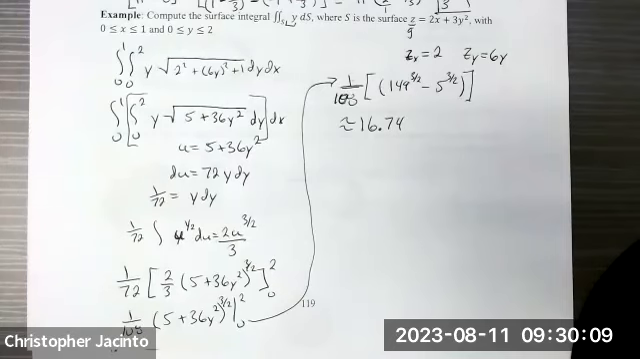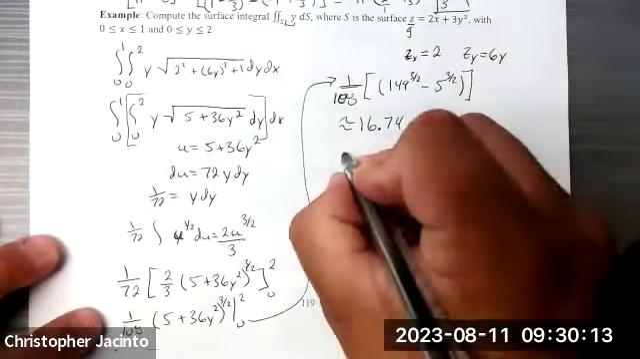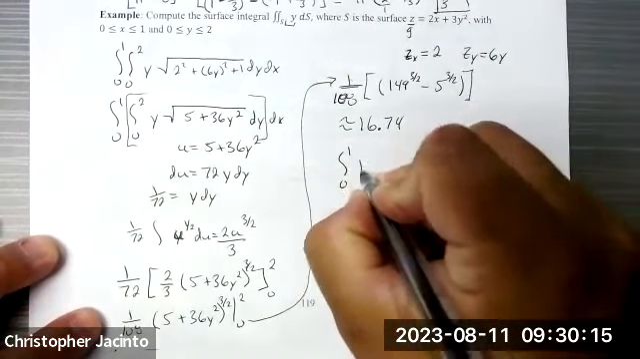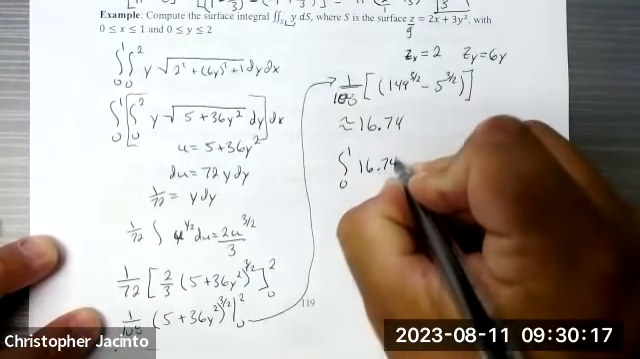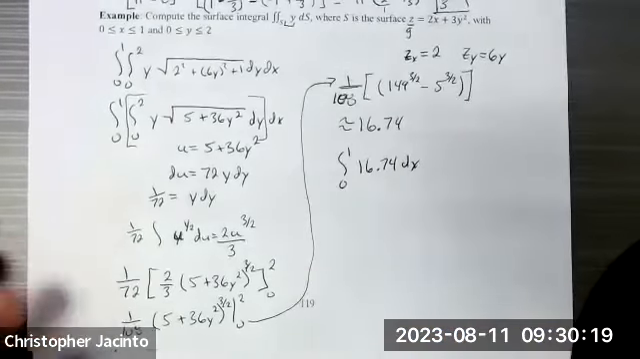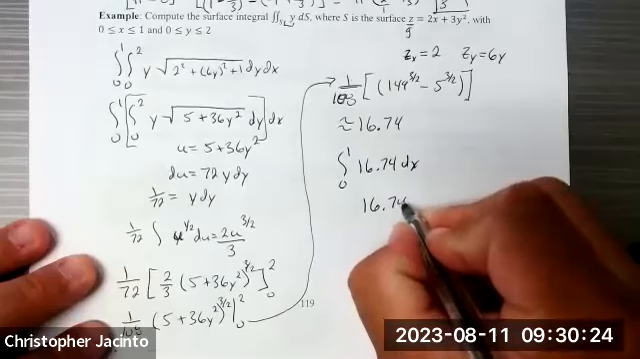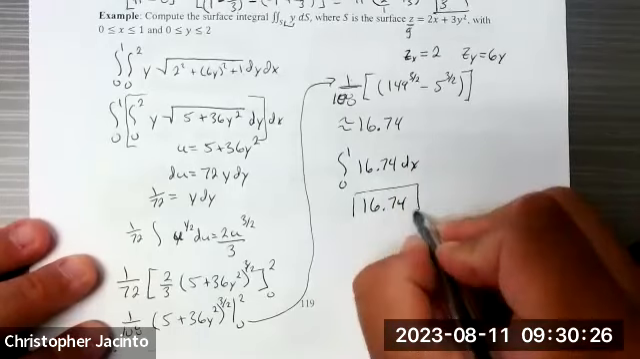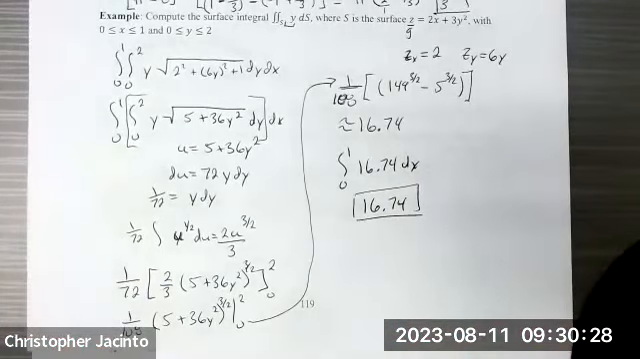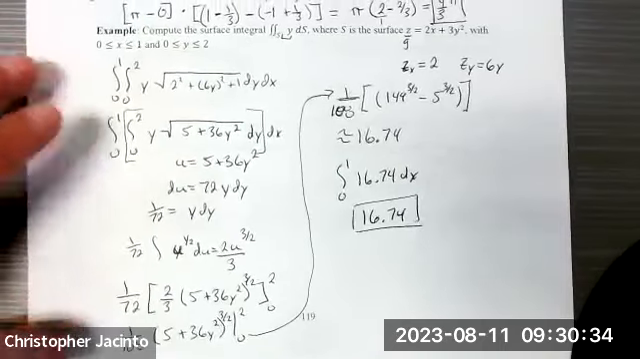All right, now, unfortunately, we're not done, but we're pretty much done. Because now all I have to do is integrate this with respect to x. And the good thing is there's no x. So it's just going to be 16.74 because it's evaluated from 0 to 1. So there we go. So like I said, a little easier example than the one above.